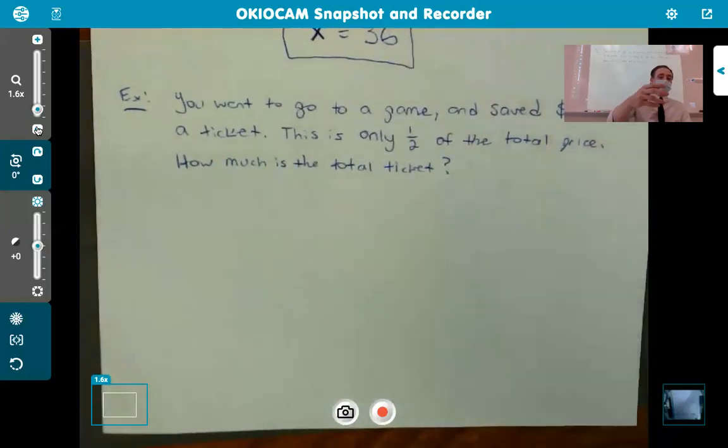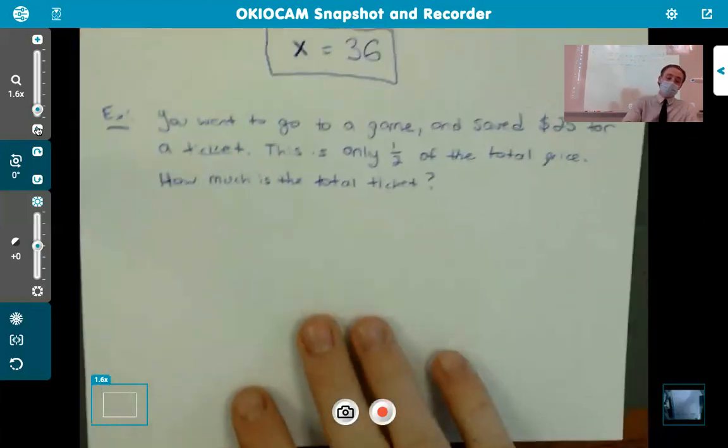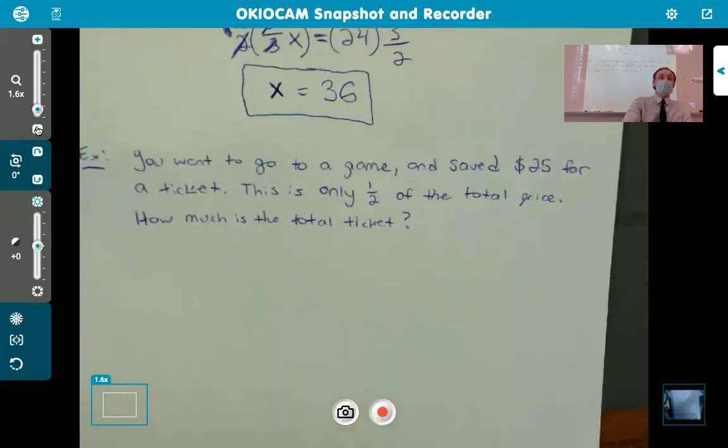Second example, you want to go to a game. Speaking of which, the Phillies, Eagles, and Sixers are at 100% capacity in June. That's pretty cool, right? So everybody can go. There's no restriction on people attending anymore.